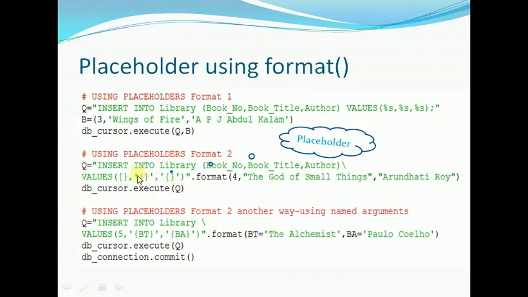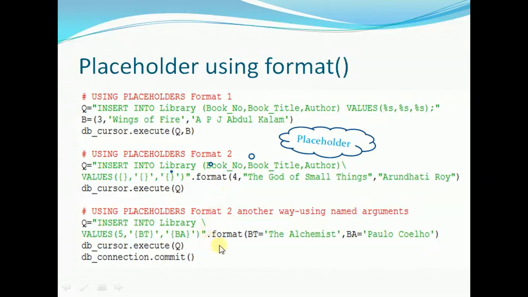I have used quotes here because this is a string. 4 is an integer and The God of Small Things is a string. That is why I have used quotes here. Now, it is written by Arundhati Roy, that is also enclosed within quotes. So, in this way, using the format function also, we can give the placeholders. So, this is one way.